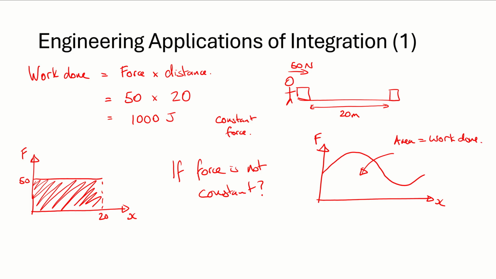So in this case, we would have to do some integration, right? Similar to the previous video. If we want to work out the area under a curve, we would need to use definite integration, and I would need to use my lower limit and my top limit. Let's say that was 20 meters there. But what we need to know is exactly how that force varies with distance. So let's have a look at an example.